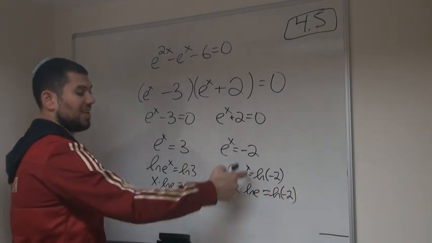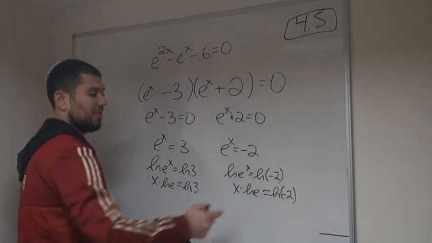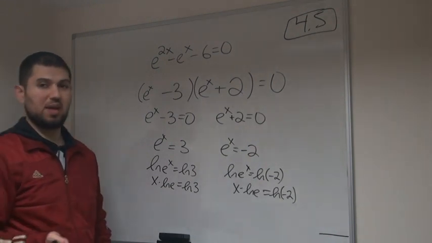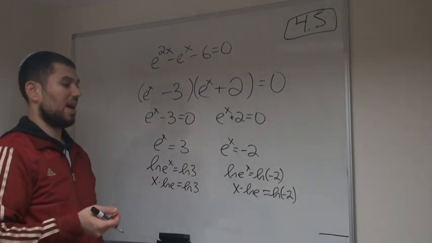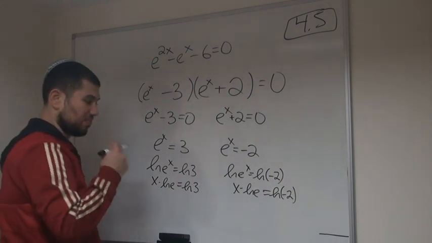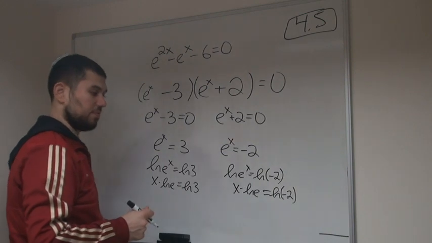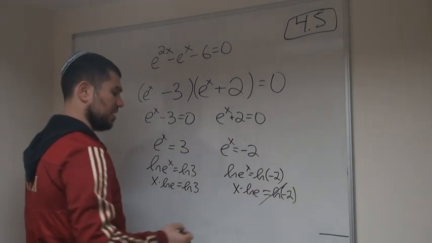Now I don't want to keep writing this out. The ln of a negative number doesn't exist. We saw that when we graphed log functions, we only had positive y output values. If you type in the ln of a negative number, you won't get a value. So we're going to end up rejecting this value.